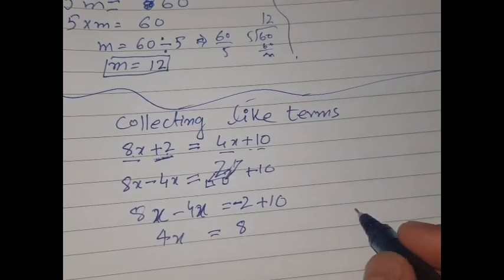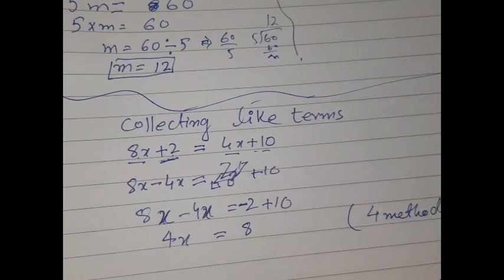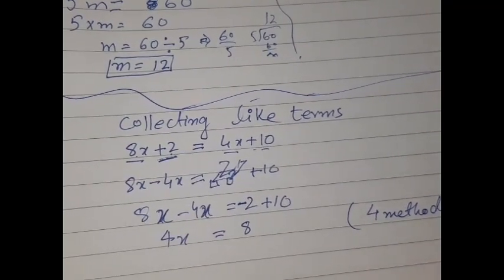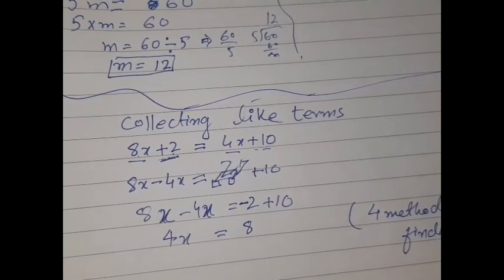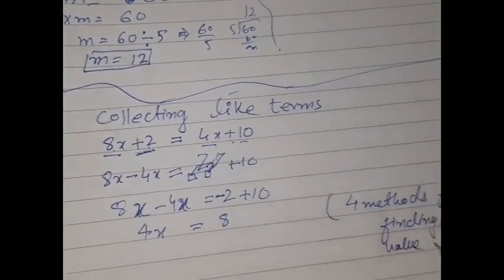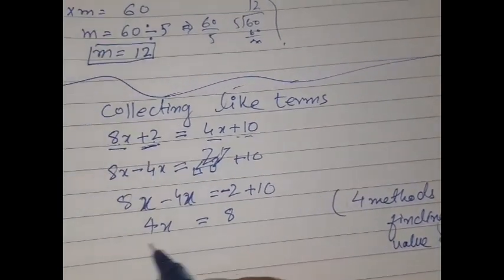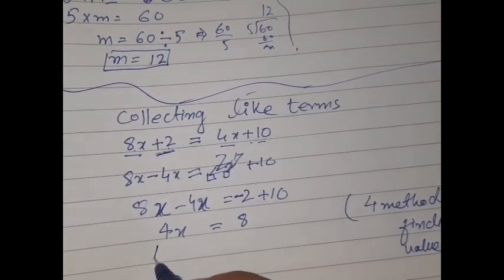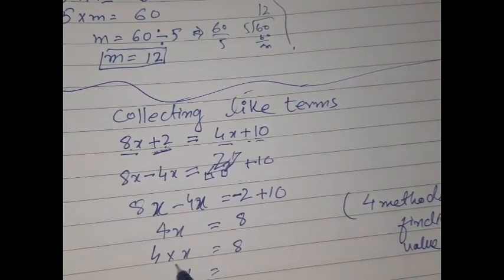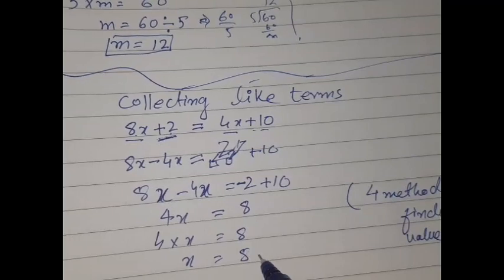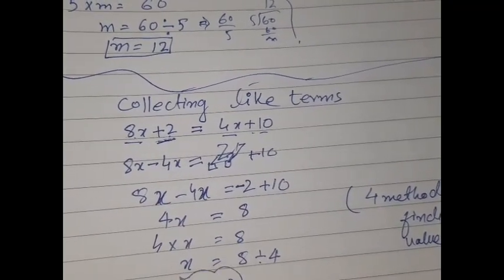If you refer to my earlier video on the four methods for calculating the value of the variable, you will get to know about this. Now 4 and x are getting multiplied. I will write 4 times x is equal to 8 here. In the next step, 4 was getting multiplied, so it will get divided, and x is equal to 2 is my answer.